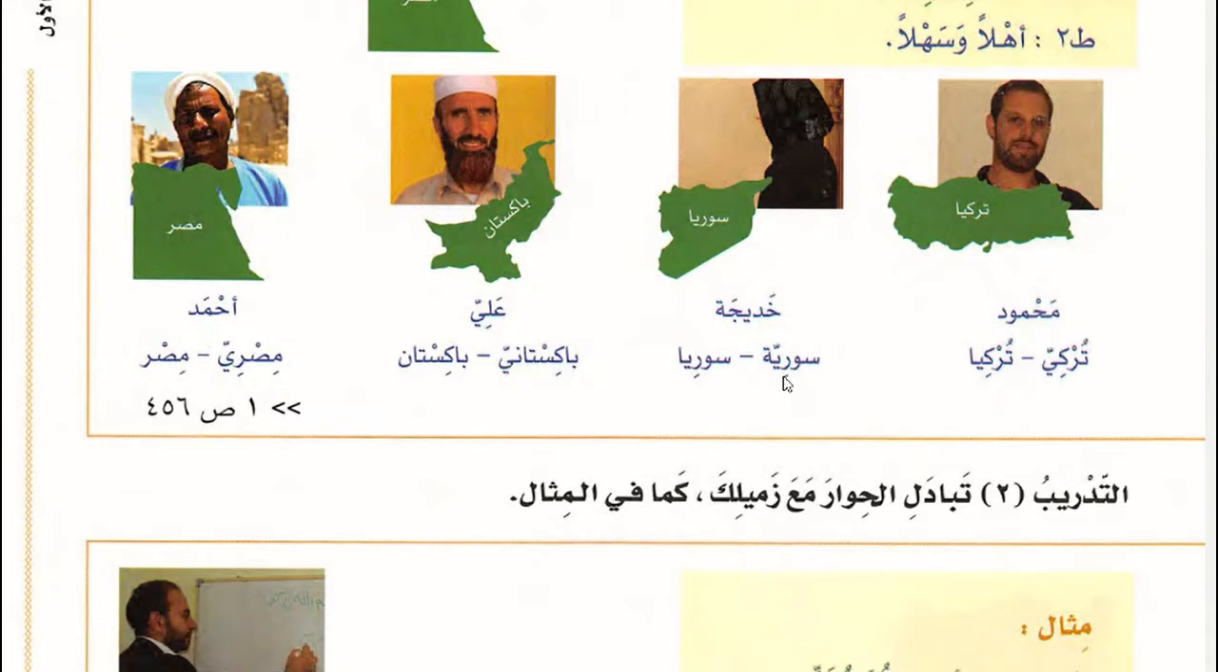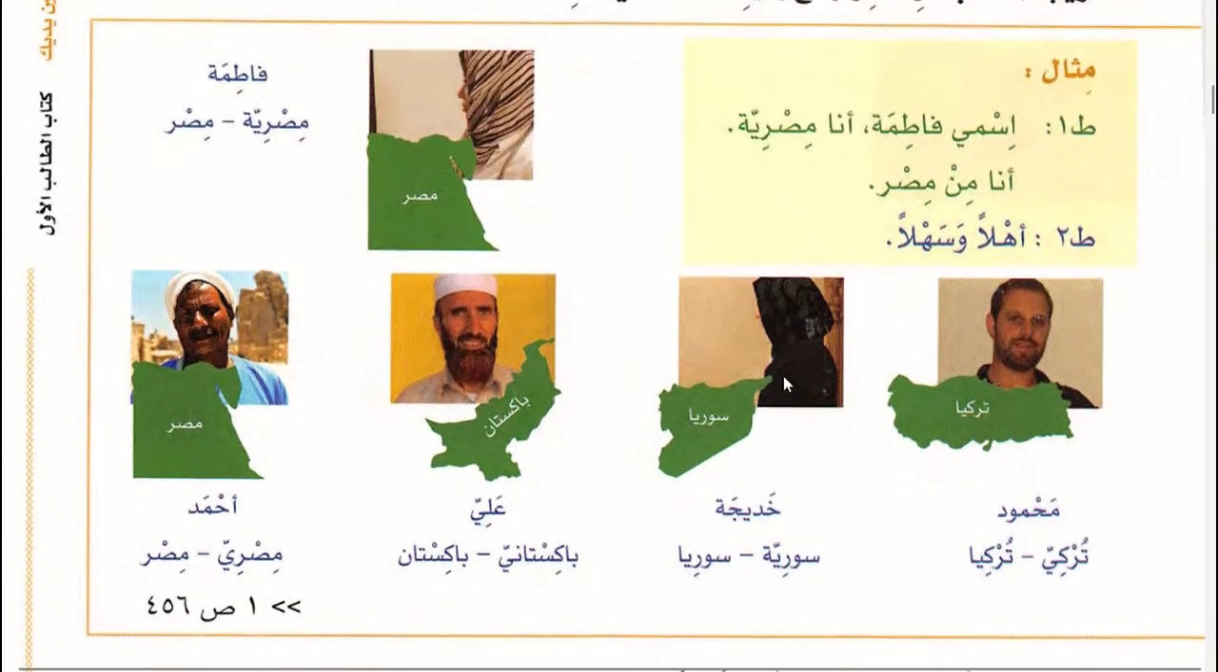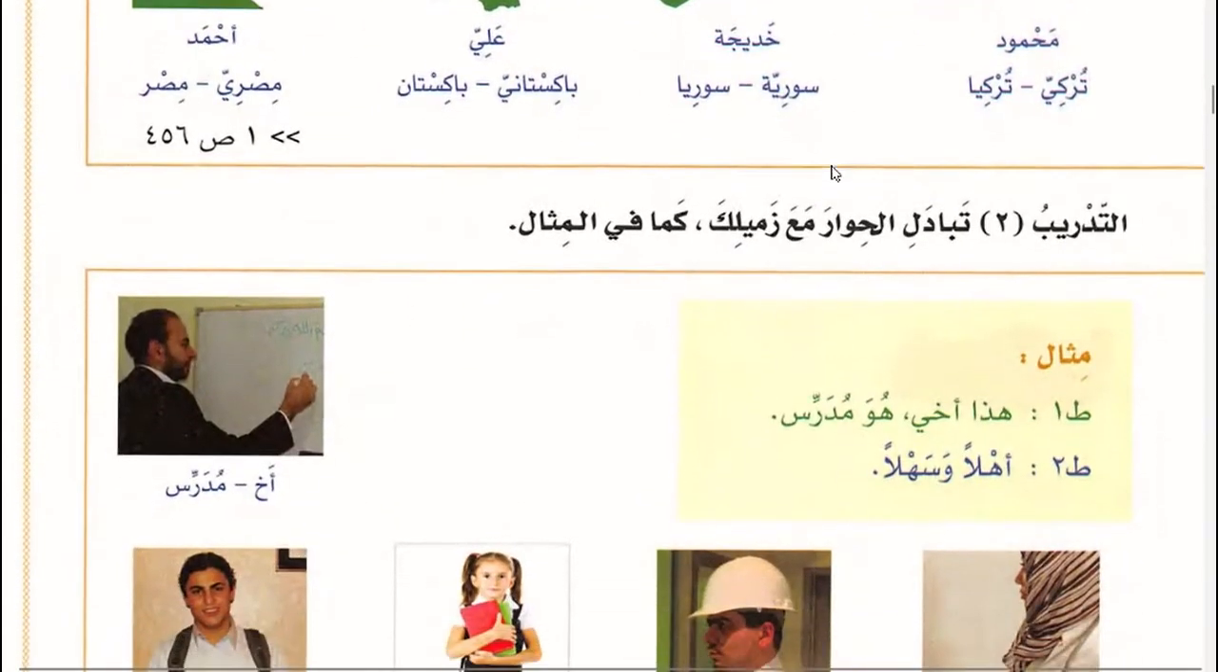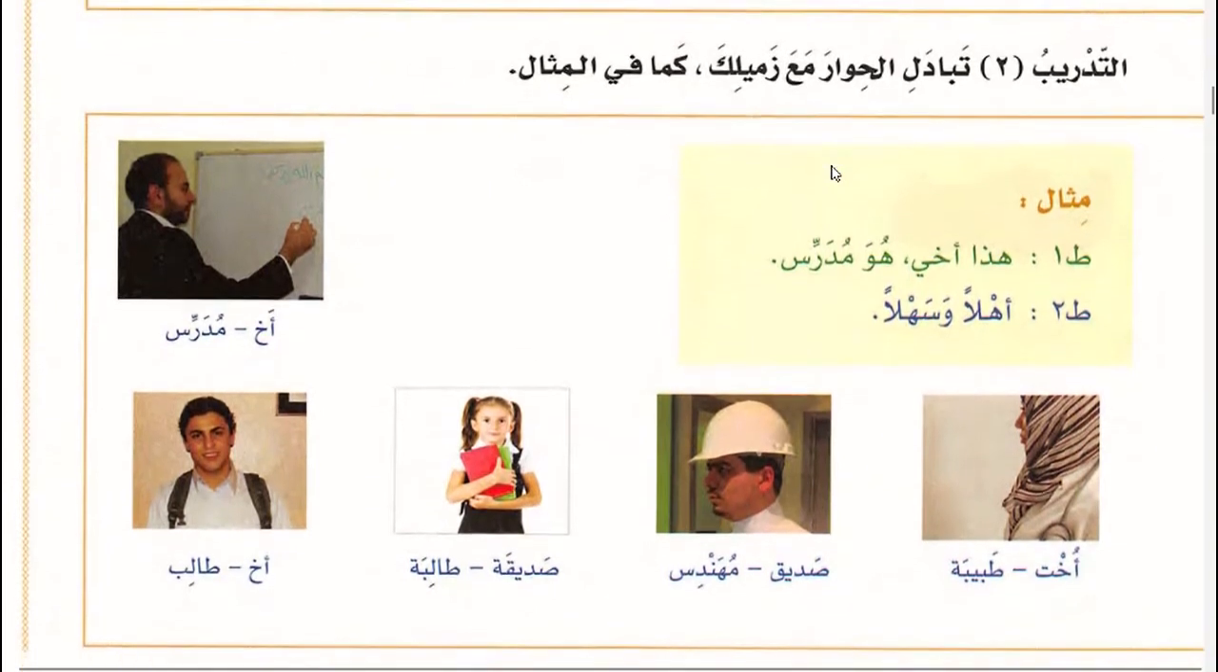Once you complete it, you will play your audio and you will check your answers according to this example. Then you will proceed to the next one, Tadrib Sani, Tabadal Hiwara Ma Zameenika Kama Fil Misal. So here he says Haza Akhi Huwa Mudarris, this is my brother, he is a teacher. So note one thing, Akh means brother, and Akhi means my brother.